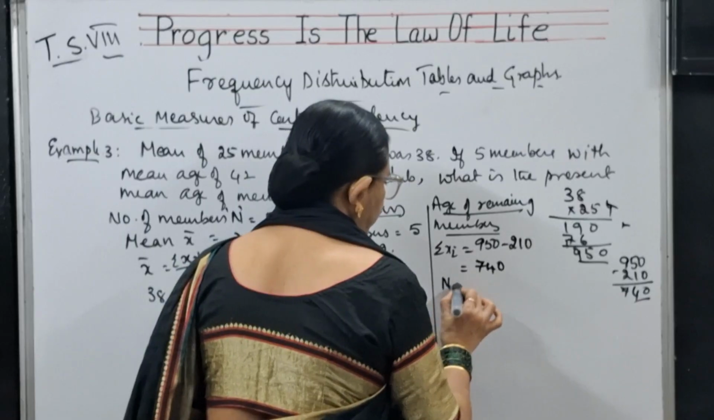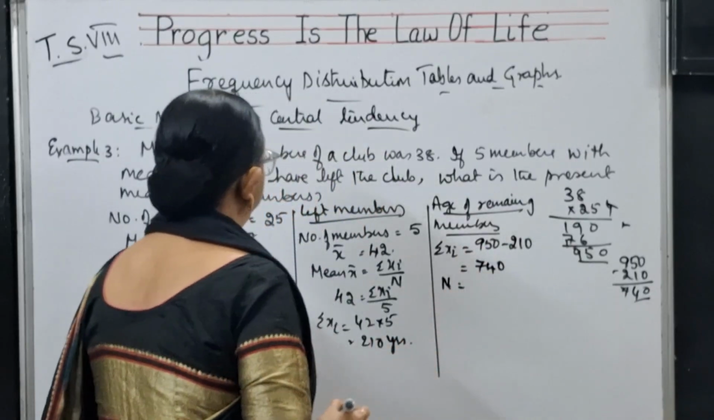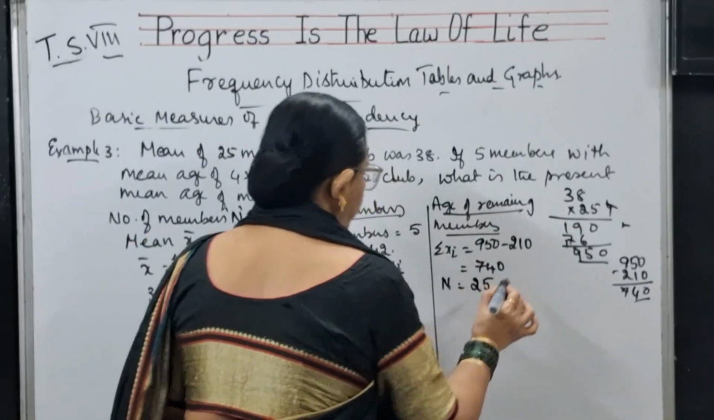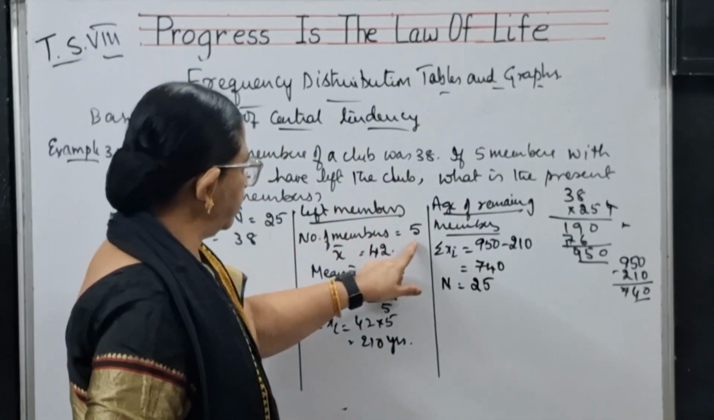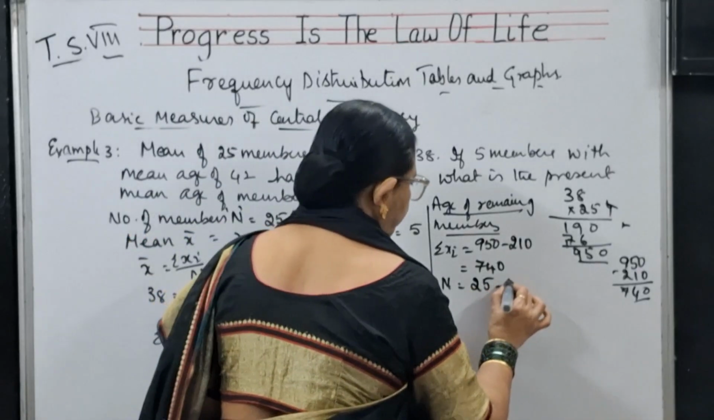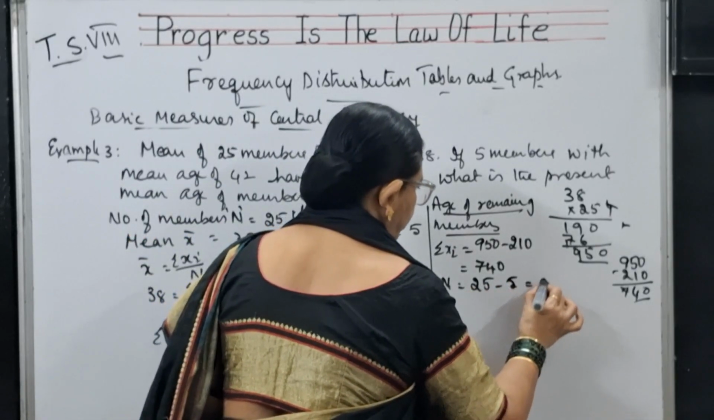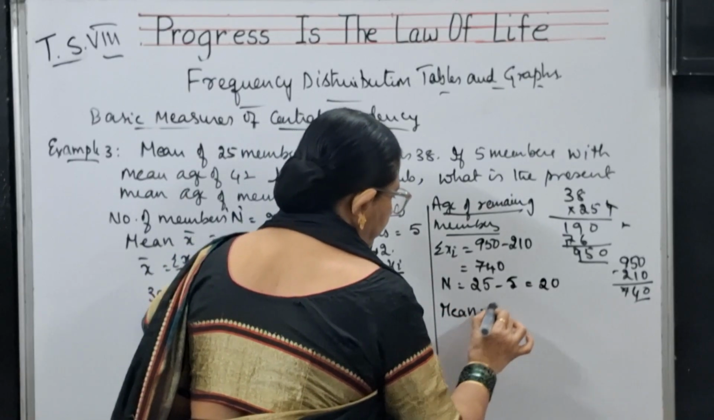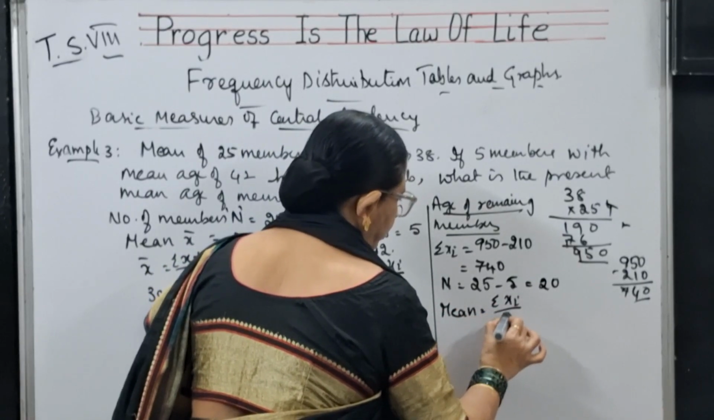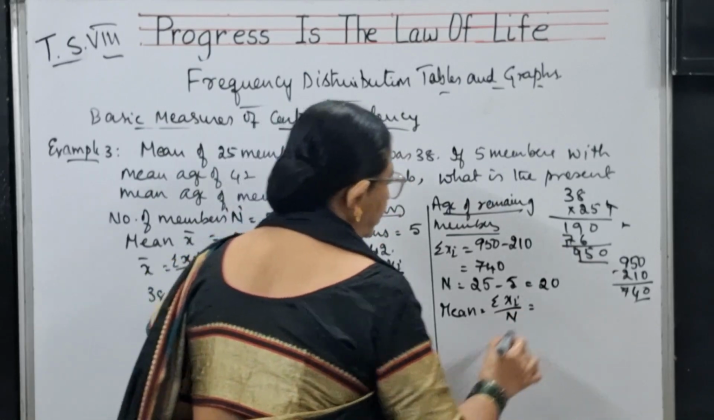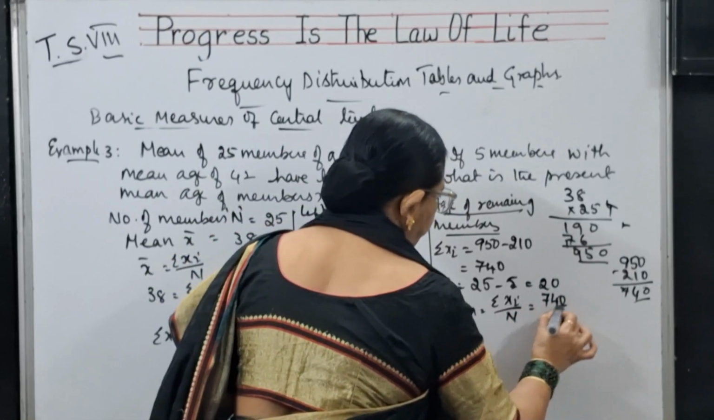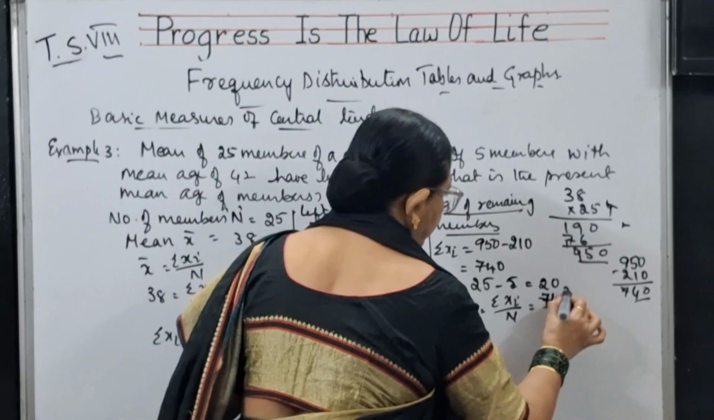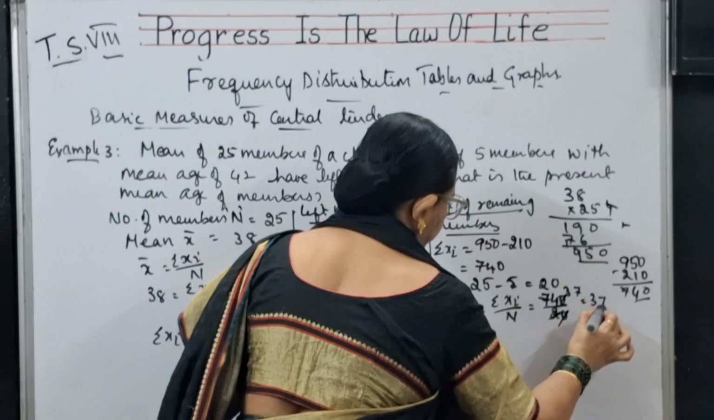And what is n, children? Earlier there were how many total members? 25. In this, how many left? 5. So you have to subtract 5. So how much are you getting? 20. N is 20. So what is mean? Sigma xi by n. Sigma xi is 740 by 20. This will get cancelled. 2 3s are 6, 2 7s are 14, 37.